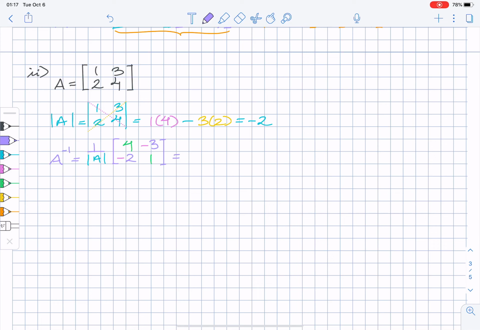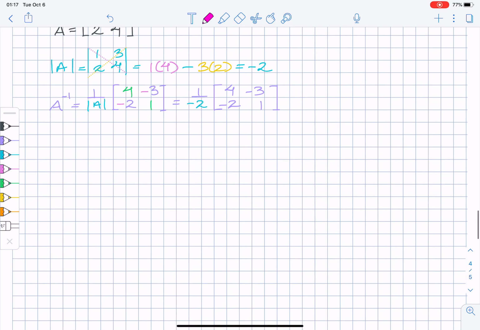So I claim that this will be 1 over 2, -2, times the matrix 4, -2, -3, 1. Well, let's check that out. So let's check. But that was so much easier than doing that Gaussian elimination.